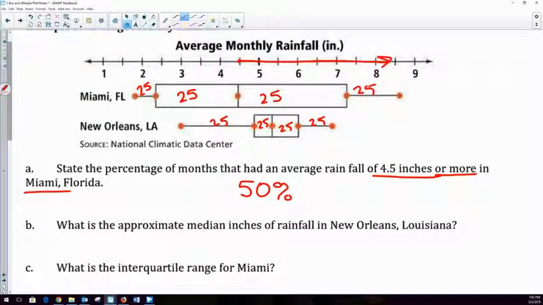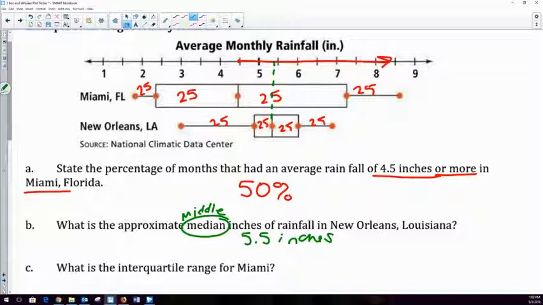Letter B is saying, what is the approximate median inches in New Orleans? So median means the exact middle. Remember, median is the exact middle. So if I look at New Orleans and I bring that up top, you will see that there is just about 5.5 inches of rain. That is the median rainfall in New Orleans.